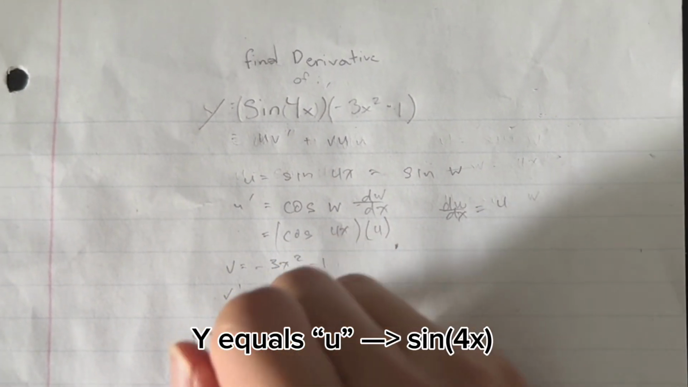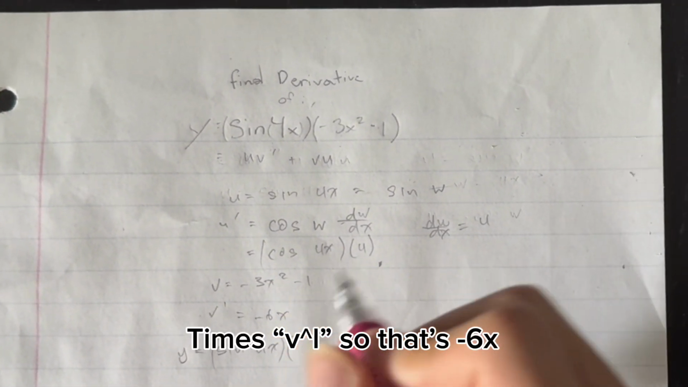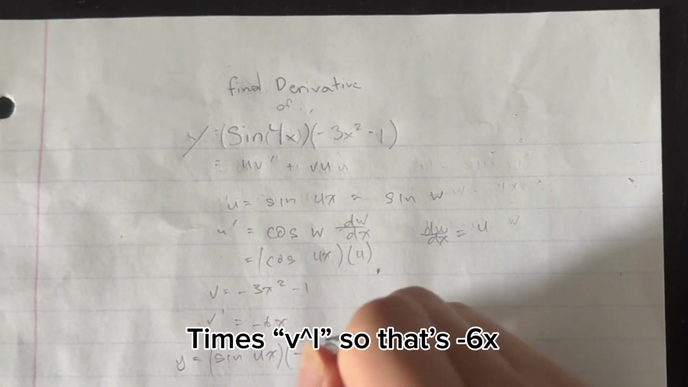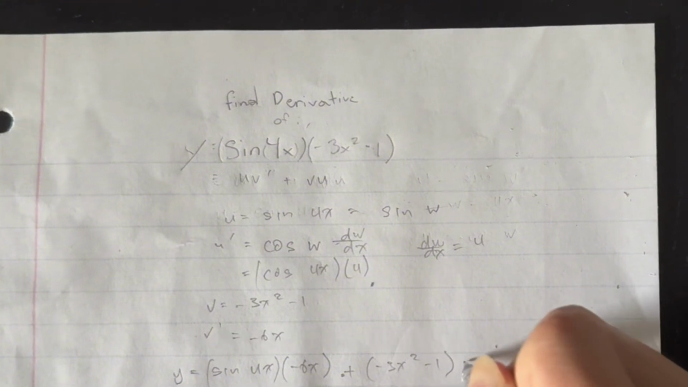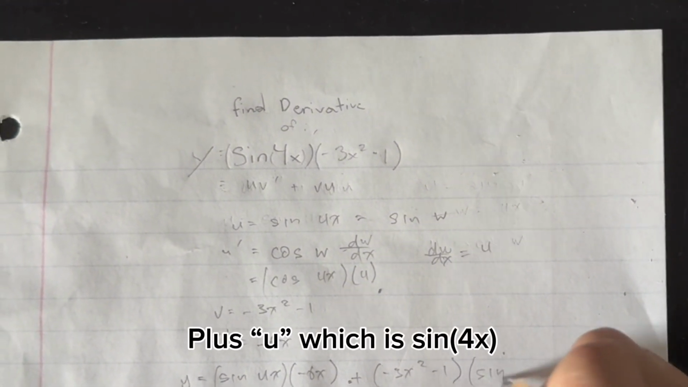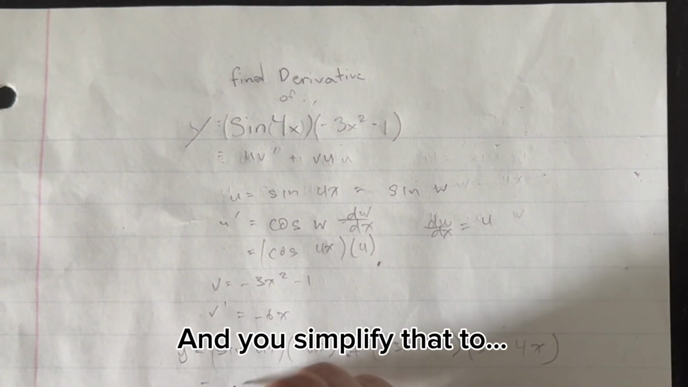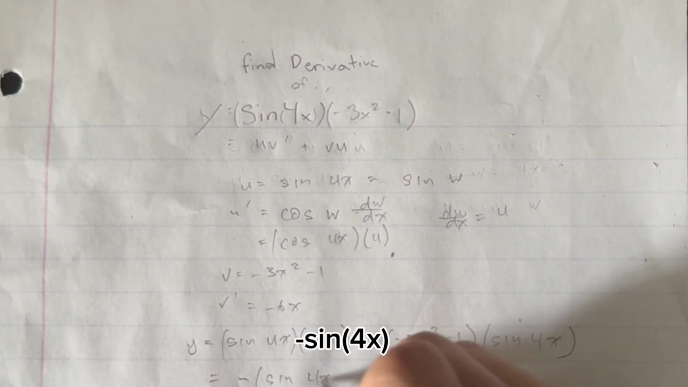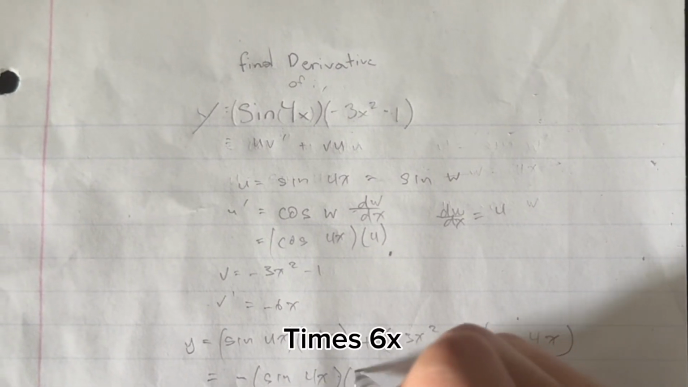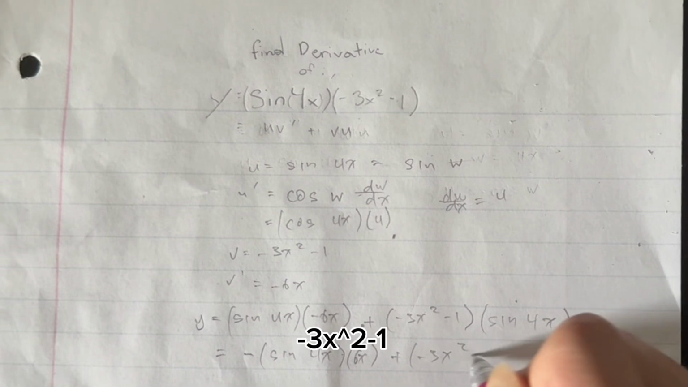Y equals u, sine 4x, times v prime, so that's negative 6x, plus v, negative 3x squared minus 1, plus u, which is sine 4x. And just simplify that to negative sine 4x times 6x plus negative 3x squared minus 1 sine 4x.